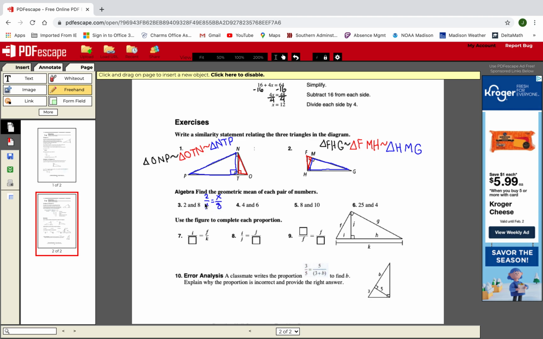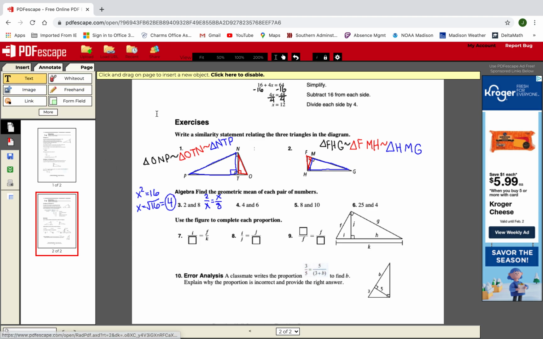Okay? Then what I would need to do there is cross multiply. X times x is x squared, and 2 times 8 is 16. So then x is the square root of 16, which of course is just 4. Technically it's positive or negative 4. Okay, so there's the answer for number 3.